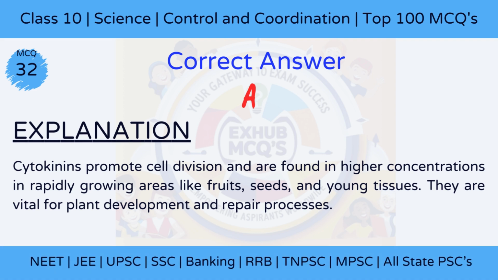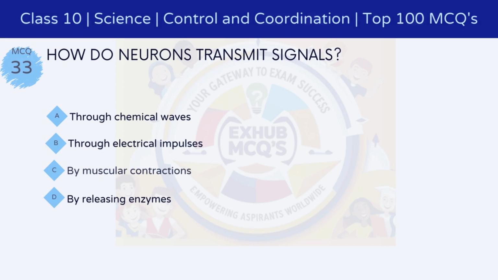The correct answer is option A, cytokinins. Explanation: cytokinins promote cell division and are found in higher concentrations in rapidly growing areas like fruits, seeds, and young tissues. They play a key role in plant development and tissue repair processes.